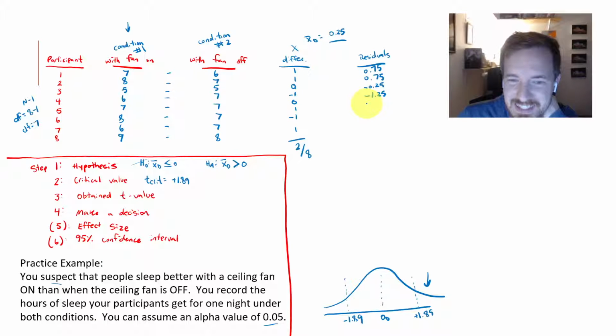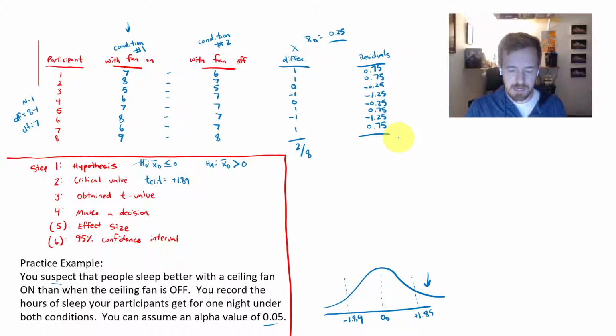This should be negative 0.25. Then the next one is a 1. I think this is the one that I skipped earlier. You probably saw it and were yelling at me through the computer. That should be 0.75. This is going to be negative 1.25. And this is going to be 0.75. That should give us 0. But I'm just going to double check.